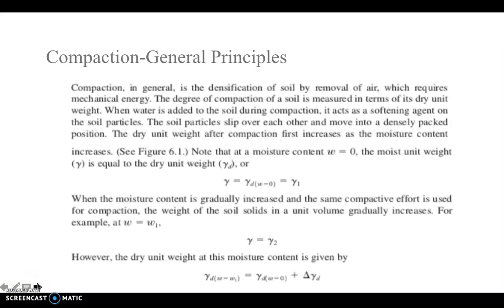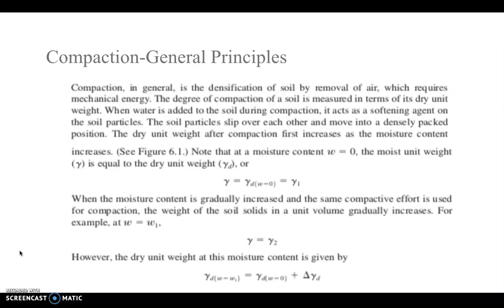So compaction, as mentioned in our general principles, is the densification of soil by removal of air, which requires mechanical energy. The degree of compaction of soil is measured in terms of its dry unit weight. When water is added to the soil during compaction, it acts as a softening agent on the soil particles. The soil particles slip over each other and move into a densely packed position. The dry unit weight after compaction first increases as the moisture content increases.